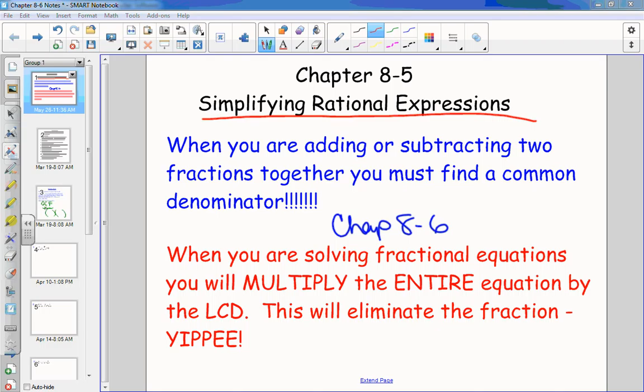Section 8.6 is when you are solving fractional equations. You are able to eliminate the denominator by multiplying by the LCD. In Section 8.5, we found the LCD and made each denominator have that LCD, and then we wrote it as one fraction. Make sense? In 8.6, we are going to eliminate the denominator, and then we're going to have just a regular long equation, and we're going to solve that. Does that make sense? So let's go ahead and do these.